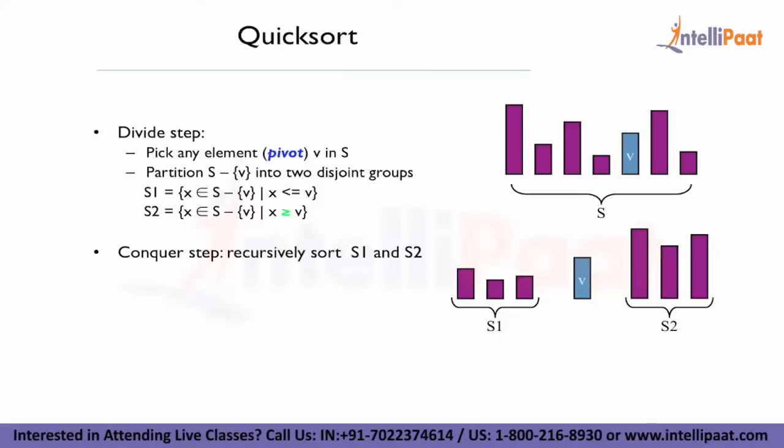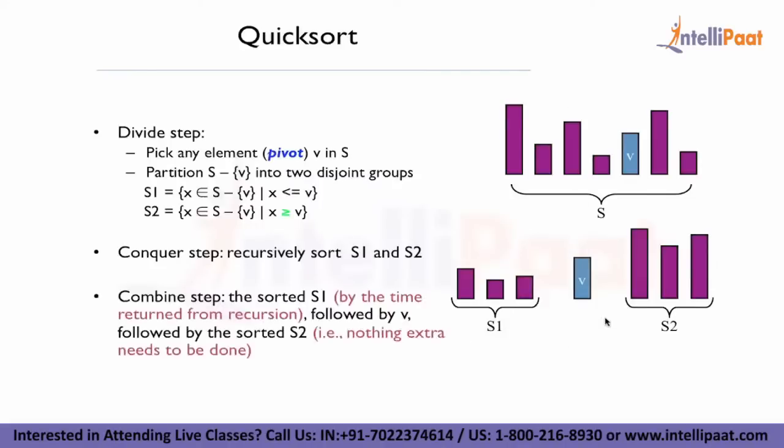Once we get very small results, we propagate the solution upwards so that we can solve the bigger problem by comparing with the result of the smaller solution. So the combine step: the sorted S1 followed by v followed by the sorted S2. So sorted S1 followed by v followed by sorted S2. This is our final solution.